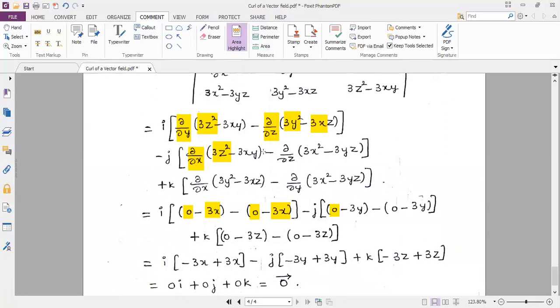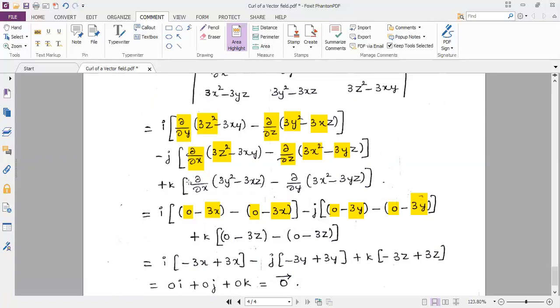Next term, minus j into ∂/∂x of 3z², which is 0, minus 3xy, differentiation partially with respect to x is 3y. Next term, minus ∂/∂z of 3x². With respect to z, 3x² is a constant, so differentiation goes to 0. Minus 3y is a constant with respect to z. Differentiation of z is 1. So 3y into 1 is 3y.